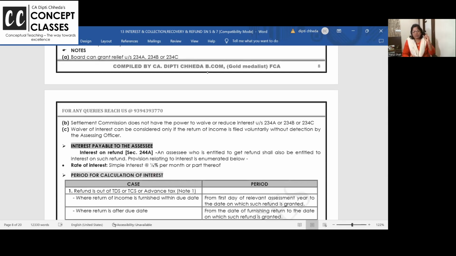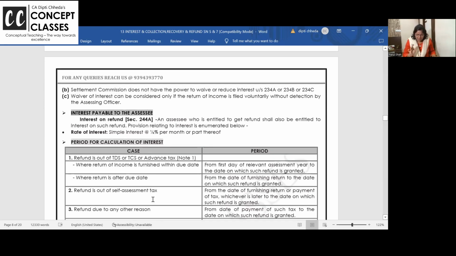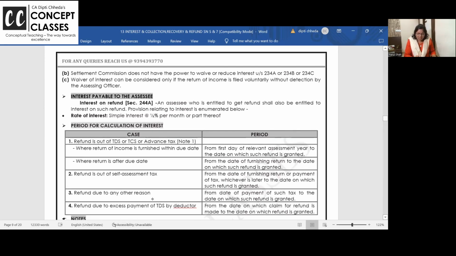So just do one problem which I gave as homework and revise all this, and we will continue in the next class. But wait a minute, let us do one more: interest which is payable to the assessee. From that time we are talking about paying interest, if you do this pay interest, if you do that pay interest.